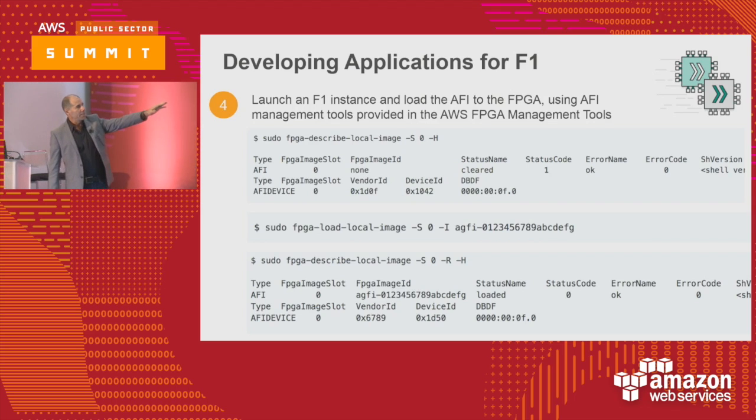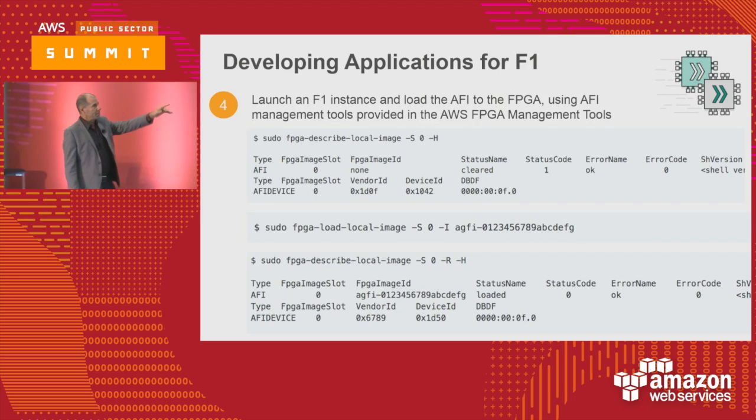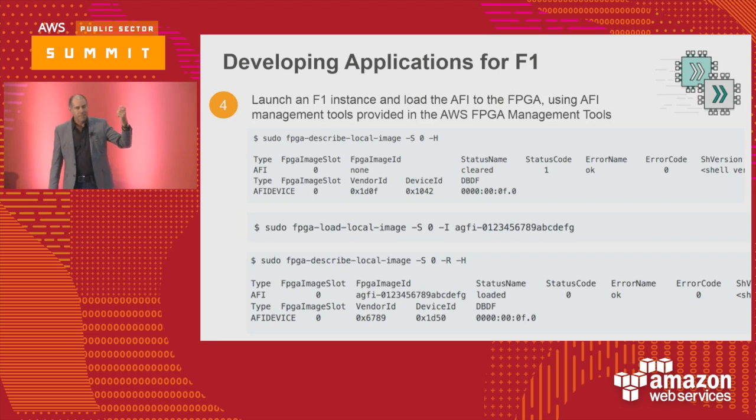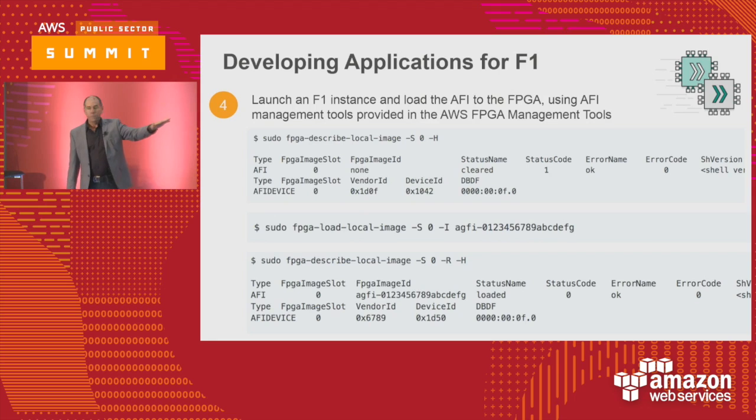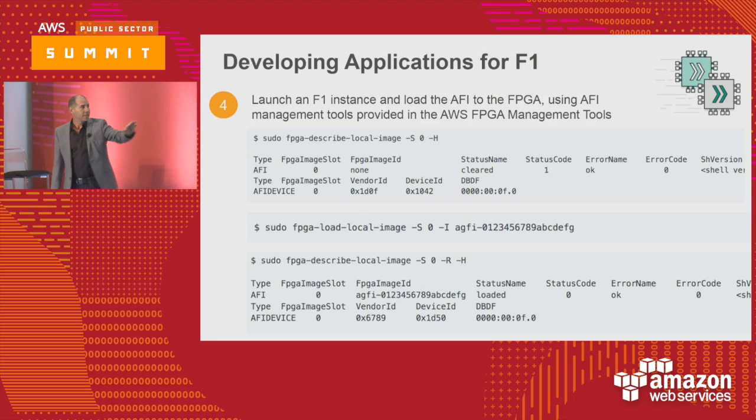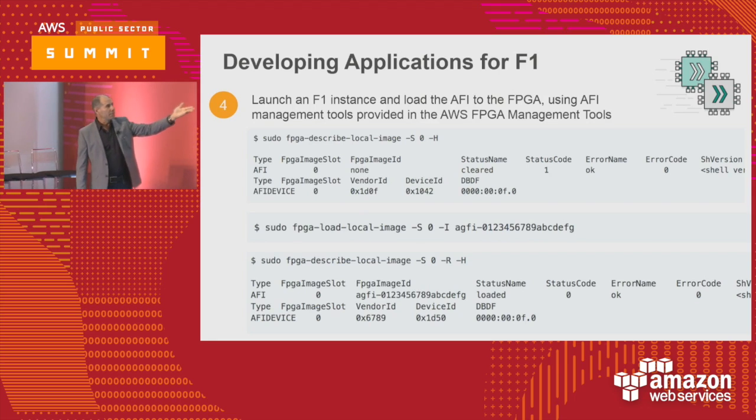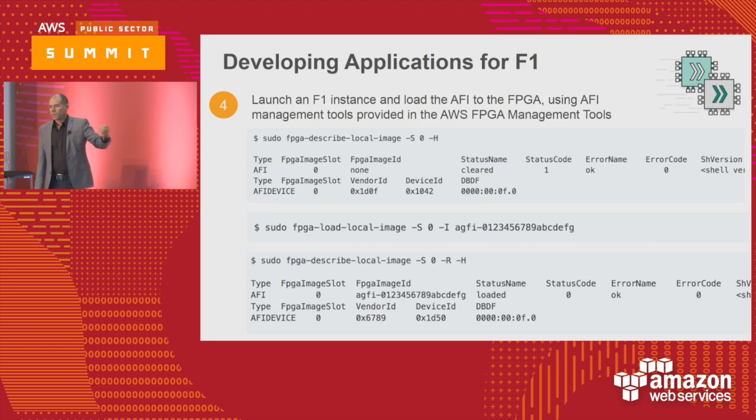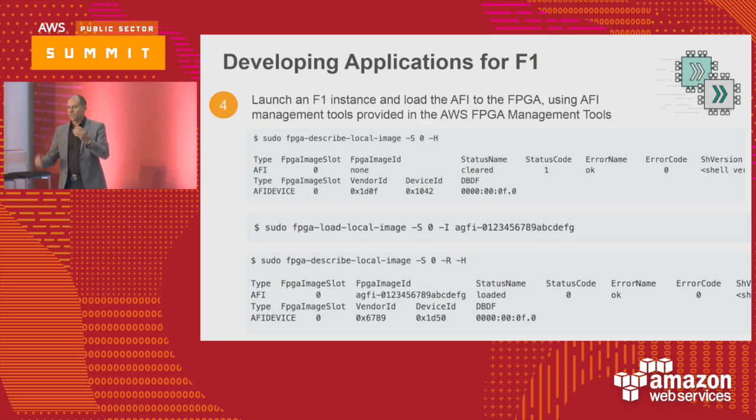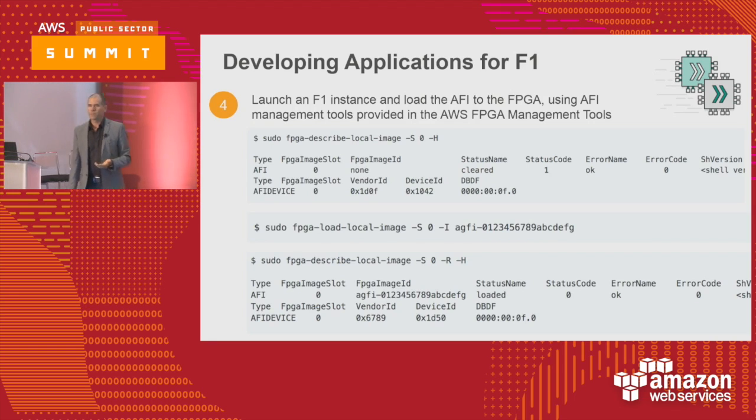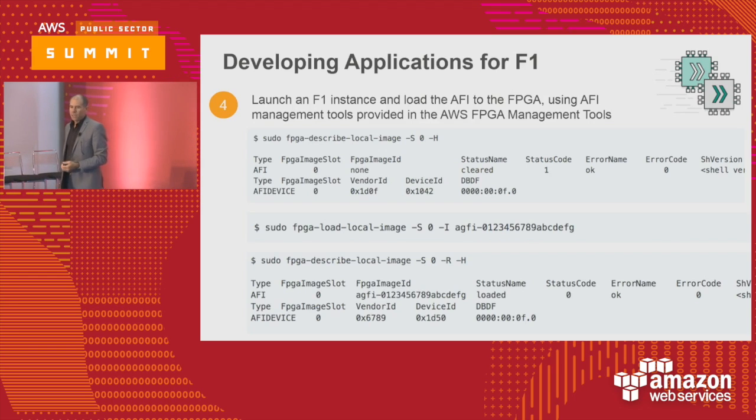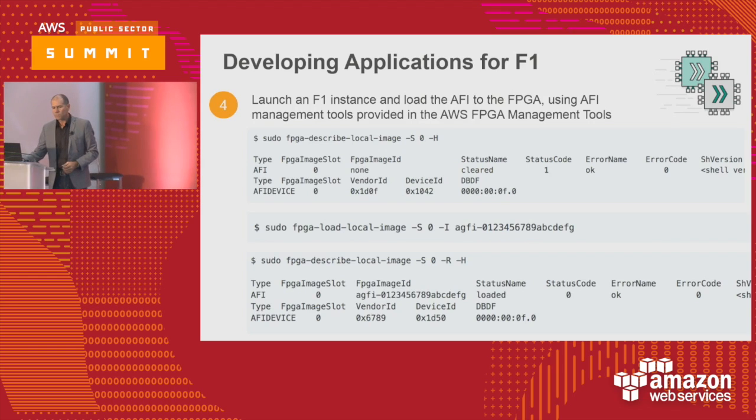The next command line, FPGA load local image, is going to take a specific AFI that has a unique identifier and load that down onto the FPGA. And that should take less than a second to do. Now we do a describe image again. We will see that that image is successfully loaded in the FPGA. It's ready to execute. Again, this is just some of the SDK functions that are available to you, either a command line or API for your application.